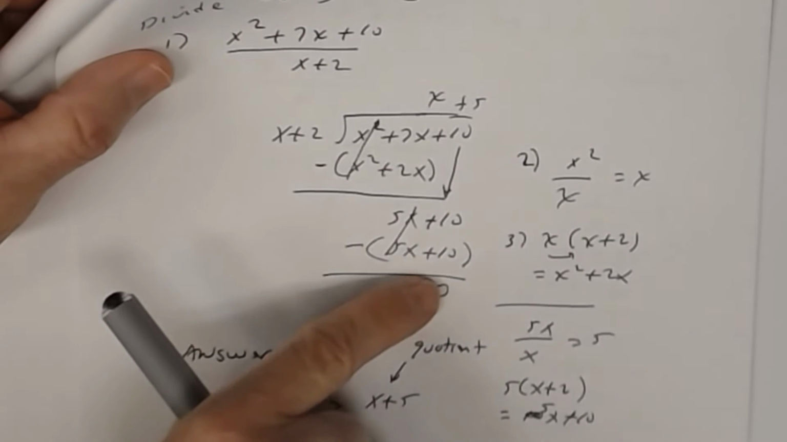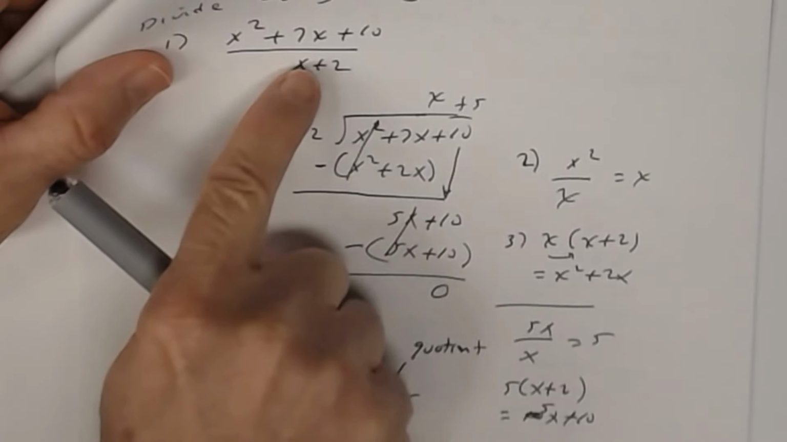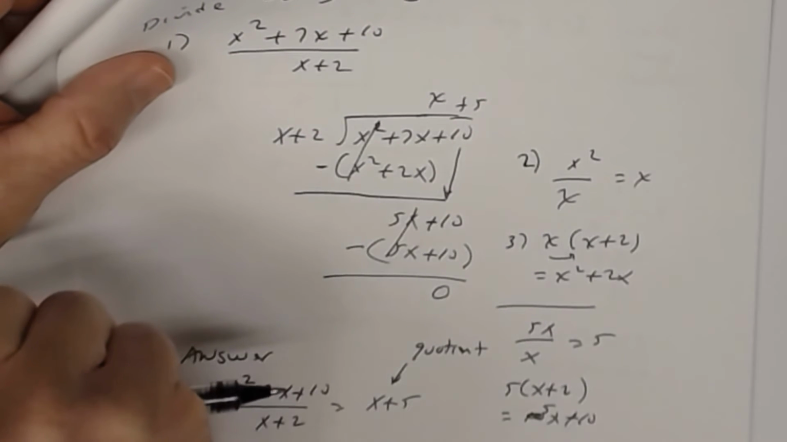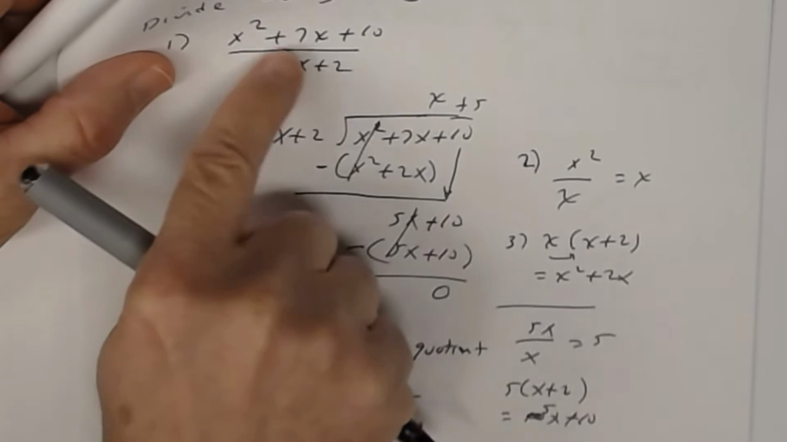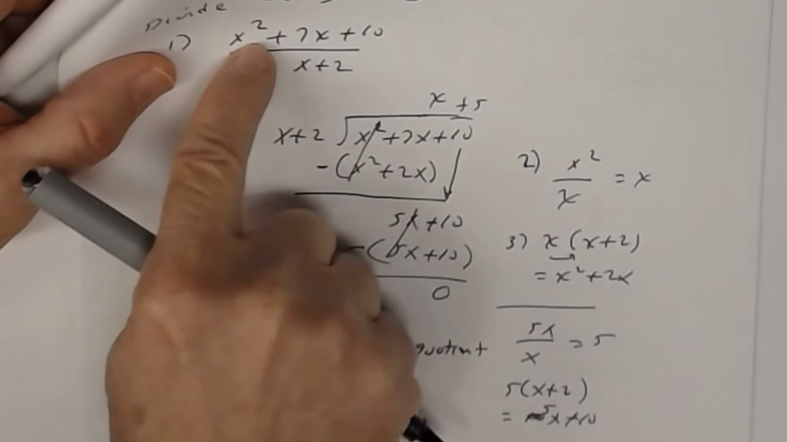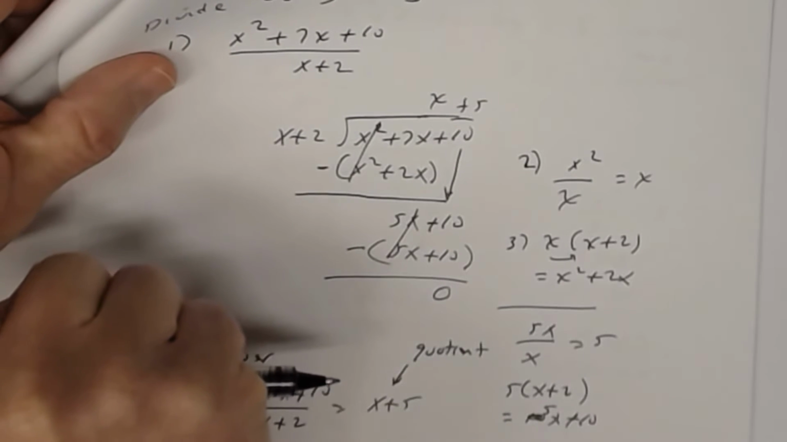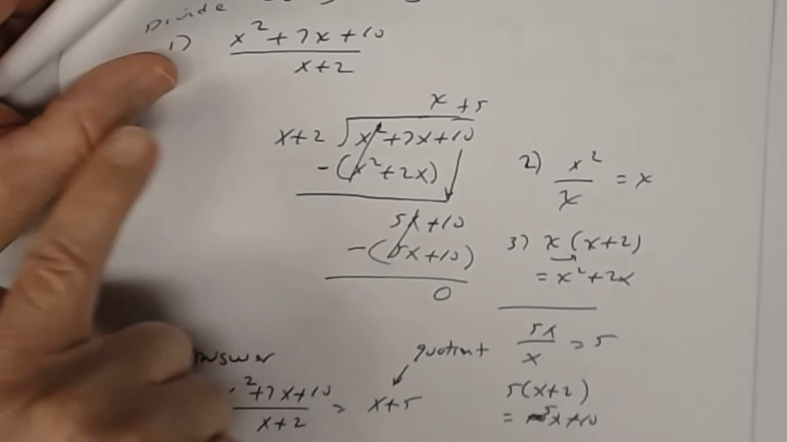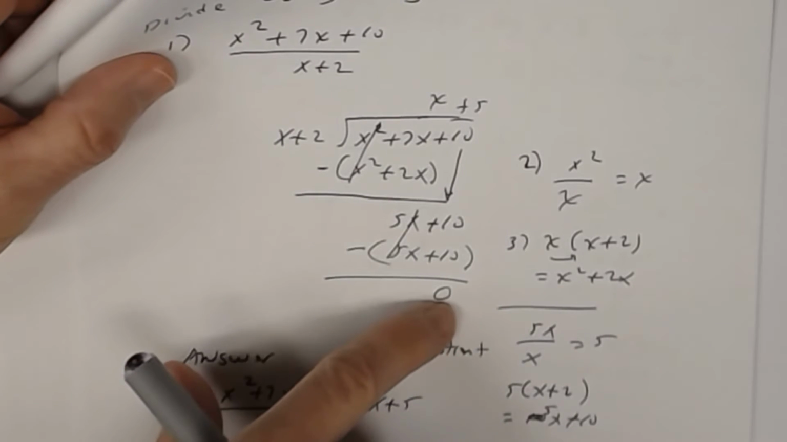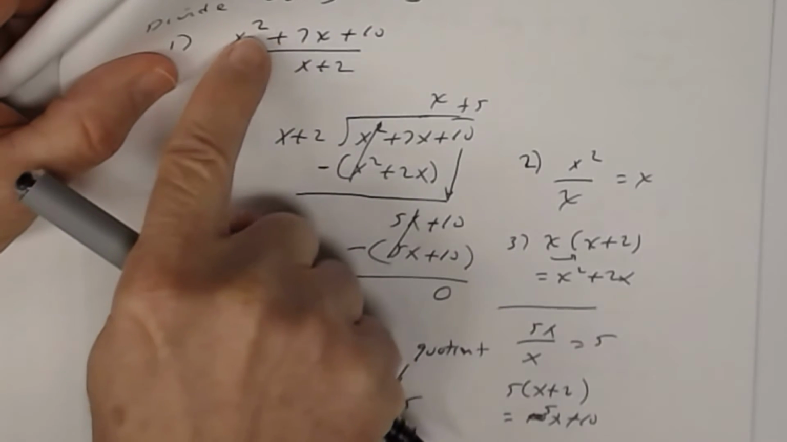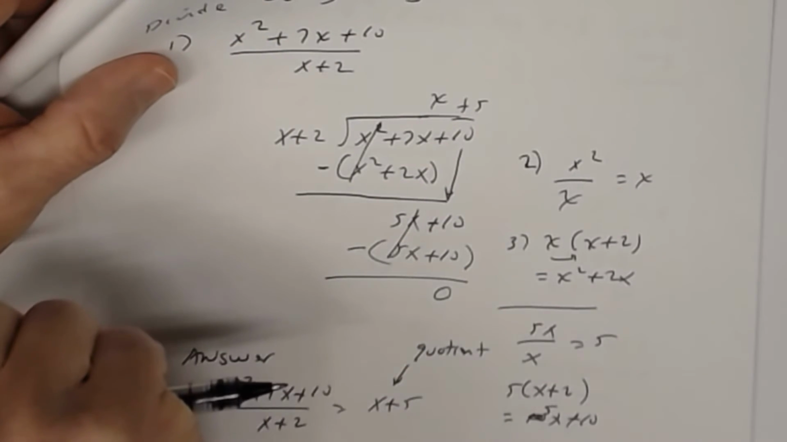That if you get a remainder of 0, then that means that this polynomial is a factor of this polynomial. Okay, so if it divides into it evenly, then that means that this polynomial x plus 2 is a factor of that. And we're going to talk about that again later on. But for our purposes here, don't worry about that. All I need for you to remember is that if you get a remainder of 0, then x plus 2 divides into x squared plus 7x plus 10 evenly.